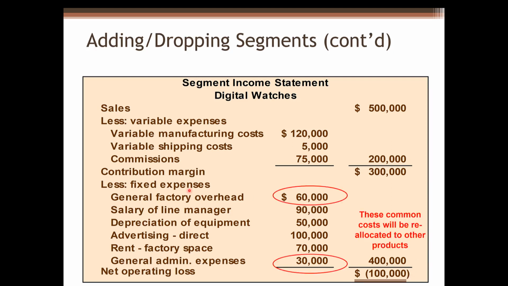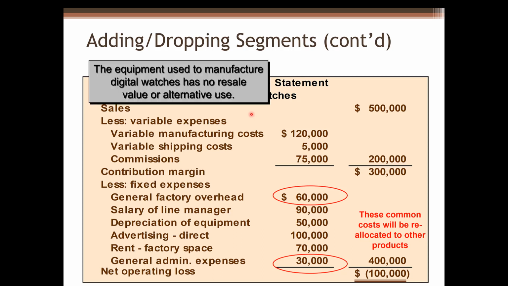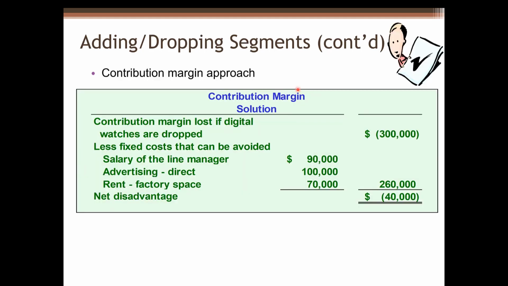Among fixed expenses, general factory overhead and general administrative expenses are not avoidable costs. These expenses assigned to digital watches will be reallocated to other products. Additionally, the equipment used to manufacture digital watches has no resale value or alternative use. We can use the contribution margin approach to analyze the decision.